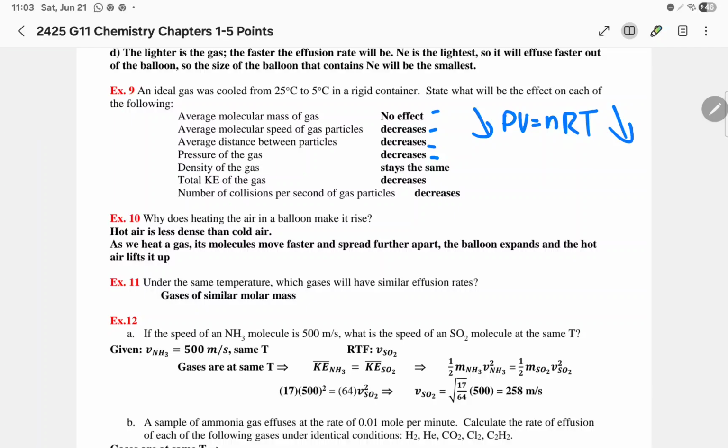Now, total kinetic energy is of course going to decrease, because you're decreasing temperature. Number of collisions is going to decrease, because you decrease the kinetic energy by decreasing temperature.